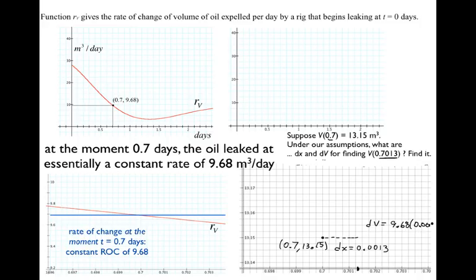Will it fit? Yes. So dv is 9.68 times 0.0013. Did anyone actually get that value so I can make it accurate? 0.0126. Okay, so it looks like it's going to put me right about here. Here's dv.